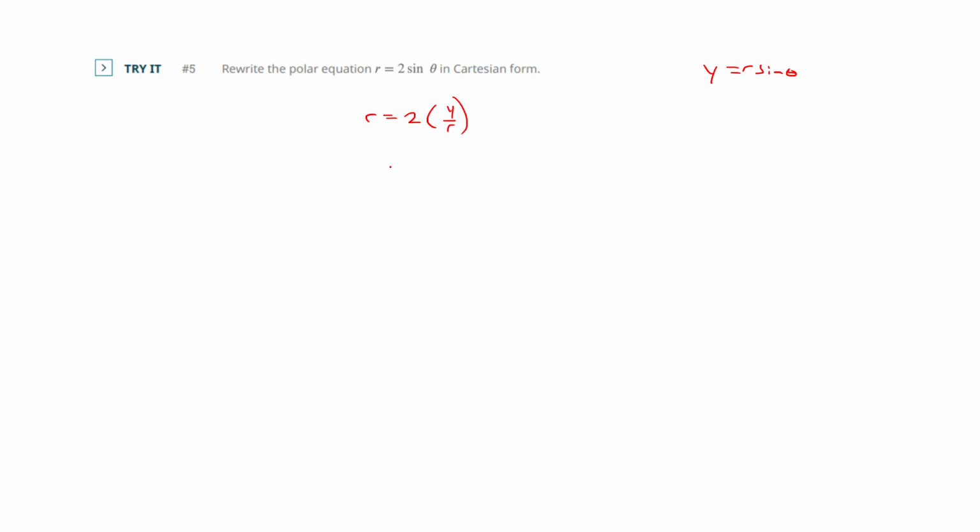So I'm going to swing this r up, and I'm going to get r squared is now 2y. Say, wait a minute, r squared, that's what I want. I want to get rid of the r's, and we know r squared is the same as x squared plus y squared, and we're done. Now, this is a circle, and there's a lot more you could do to make it nice and pretty, but for me, that would be good enough.